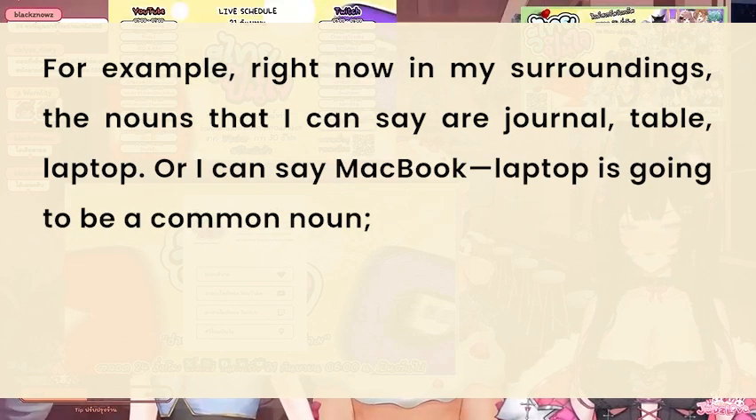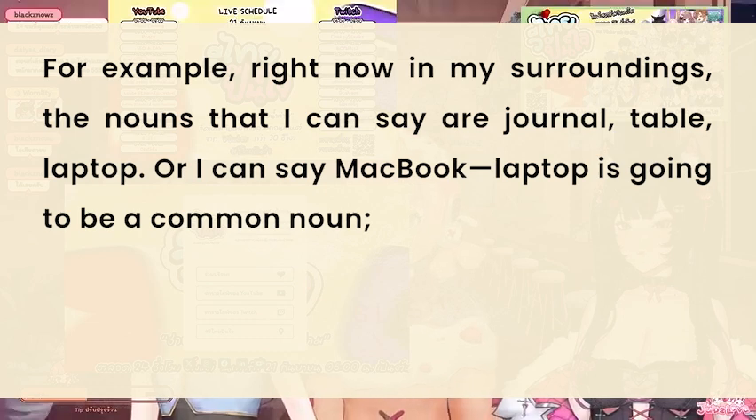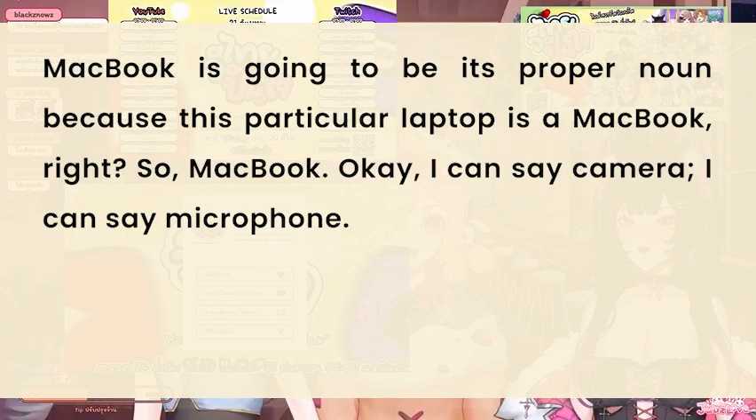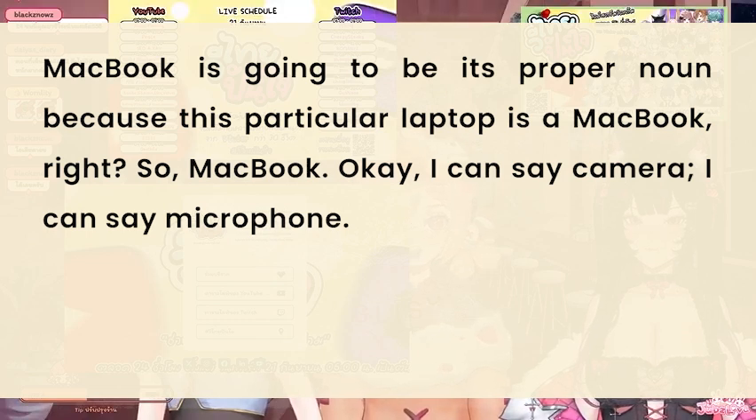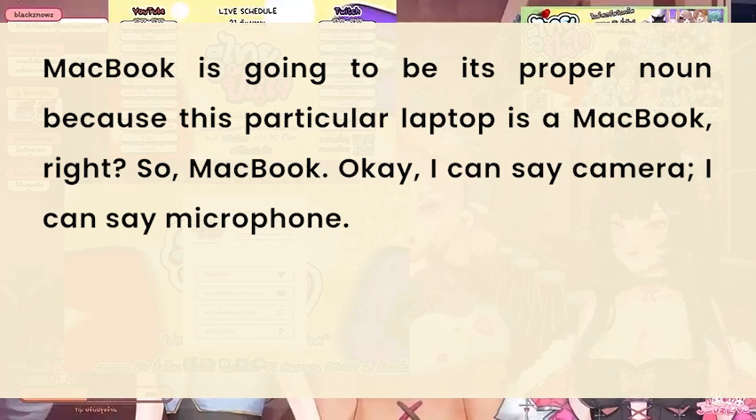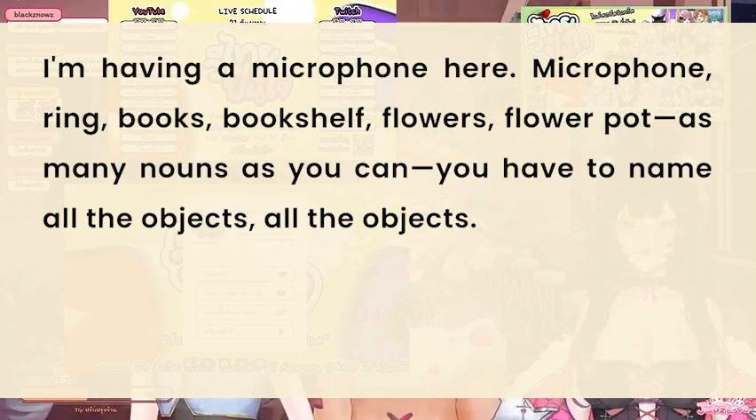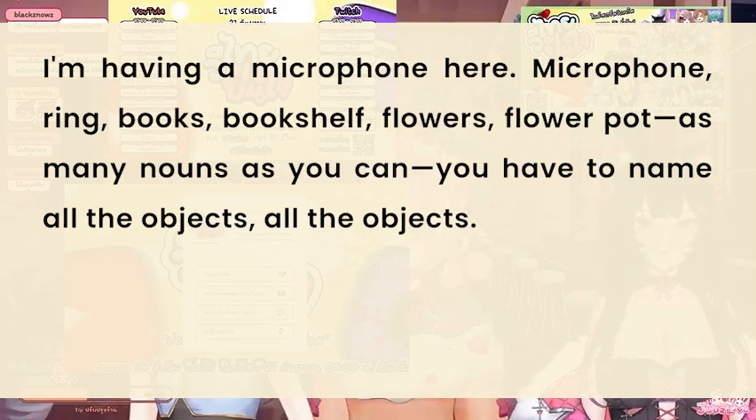For example, right now in my surroundings, the nouns that I can say are journal, table, laptop. Or I can say MacBook. Laptop is going to be a common noun. MacBook is going to be its proper noun because this particular laptop is a MacBook, right? So MacBook. Okay, I can say camera, I can say microphone. I'm having a microphone here. Microphone, ring, books, bookshelf, flowers, flower pot.